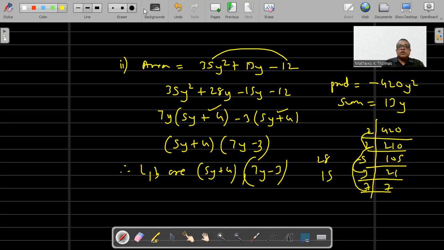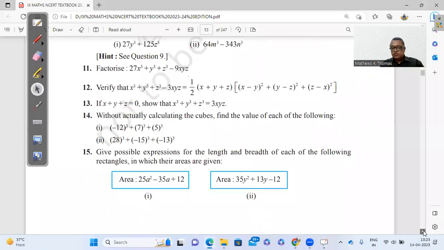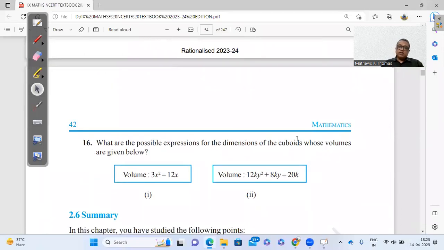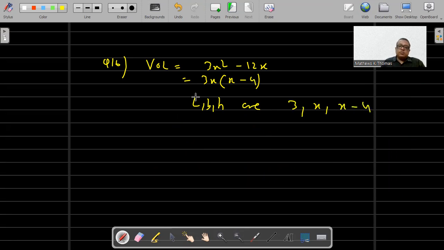Then we go to the last question now, question number 16. And what is that question? Question number 16 is again based on volumes now. And now volume, there will be 3 dimensions, length, breadth, and height. So 3x squared minus 12x. This is easy. What we need to do is take common. What is common is 3x. So when I take 3x common, what is left here is x minus 4. 3 goes 4 times, right? So we have length, breadth, and height: 3 dimensions here, 3x, x minus 4. Okay, so this is a direct question, simple question.